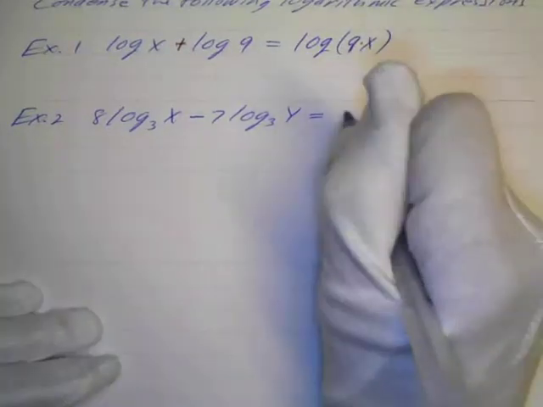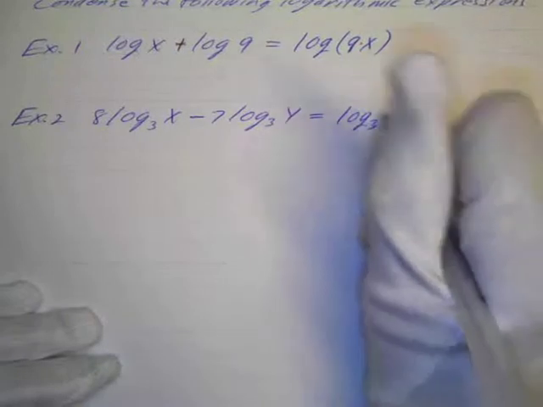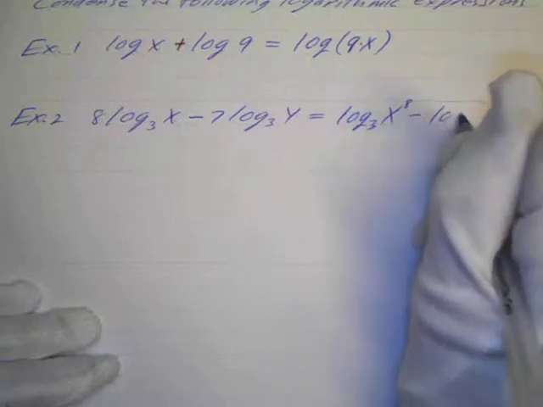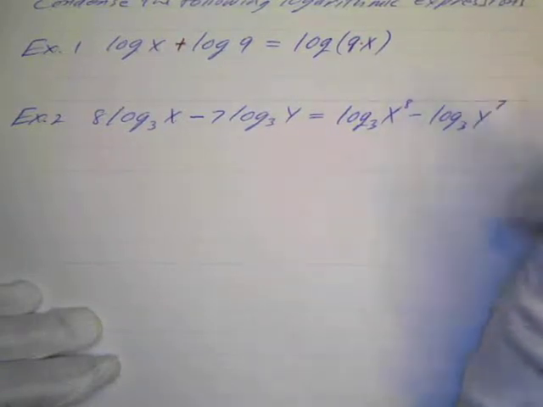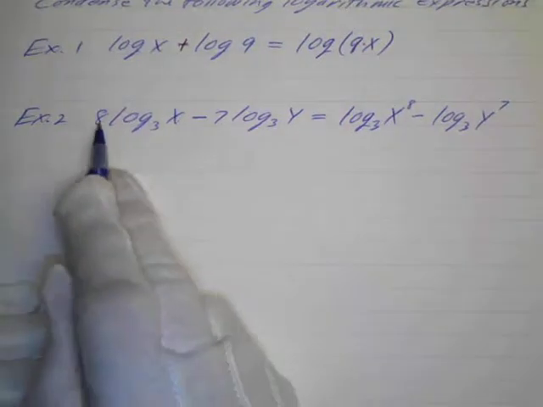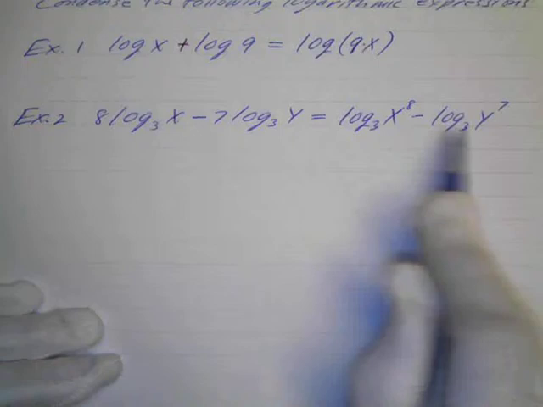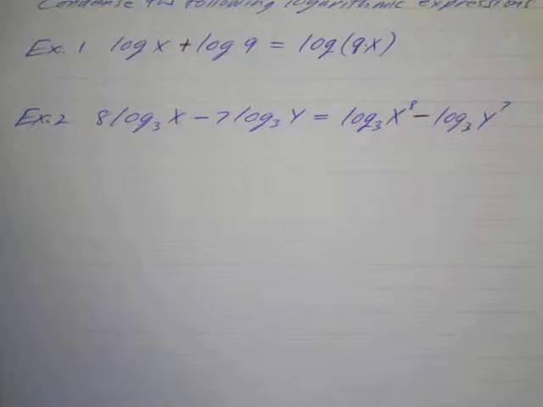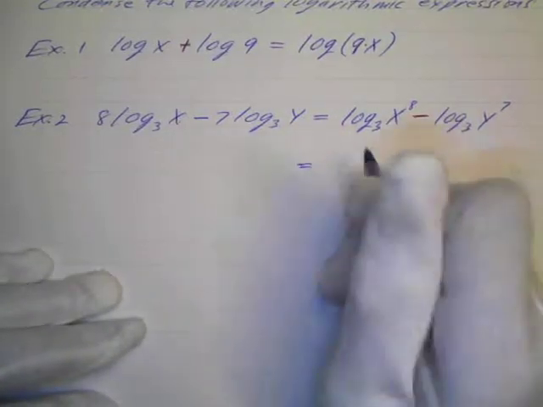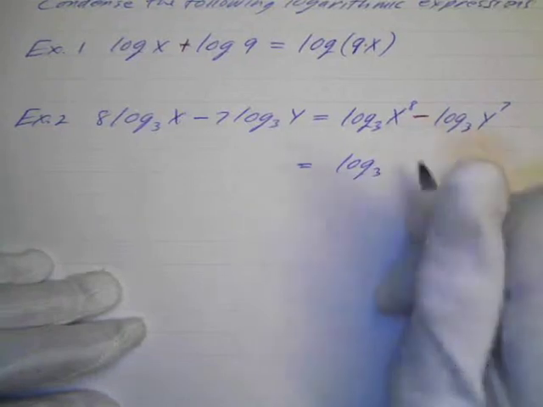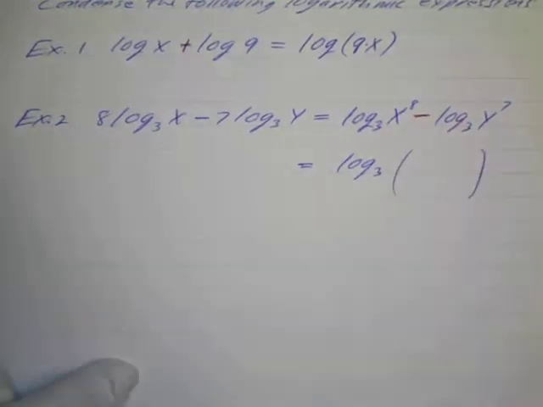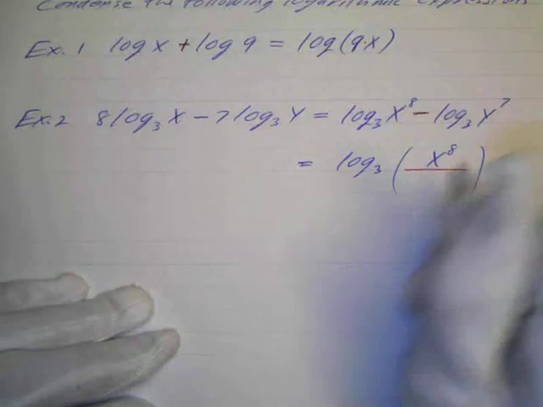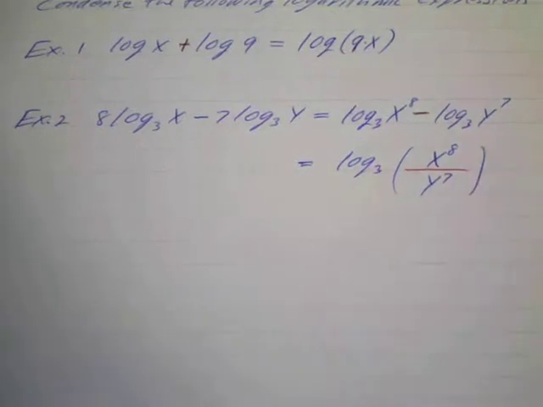So I'll rewrite this as log to the base 3 of x to the 8th minus log to the base 3 of y to the 7th. So we'll move this from the front up to the exponent. And now we've got the log of a difference, the difference of the logs will equal the log of the quotient. So one log, and we'll have a quotient there. And this goes on the top, and this goes on the bottom. And there's your condensed form.